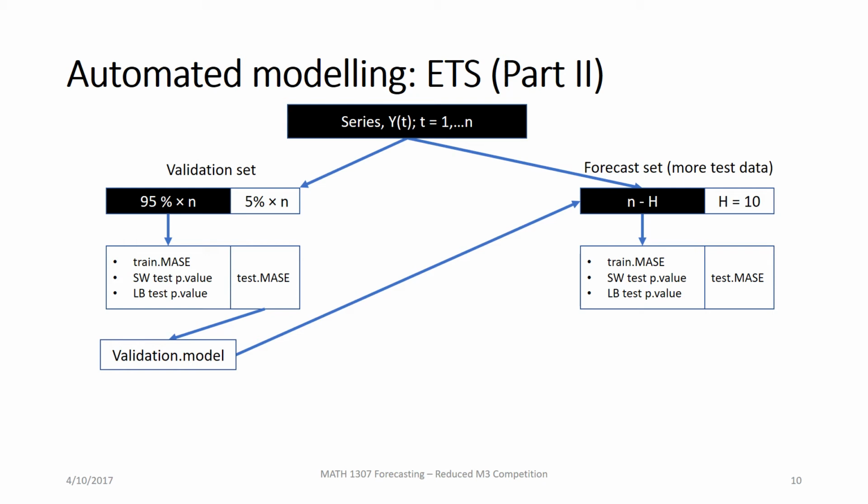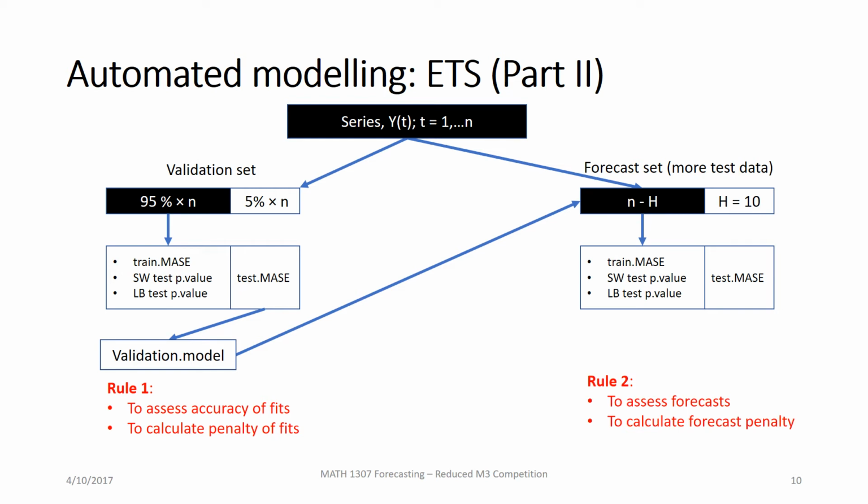Therefore, we have two evaluation rules here. In rule number 1, we use the result from the validation set to assess the accuracy of the fitted model. We also penalize the model which shows some non-normal or autocorrelated residual. In rule number 2, we basically repeat rule number 1 using the forecast set.